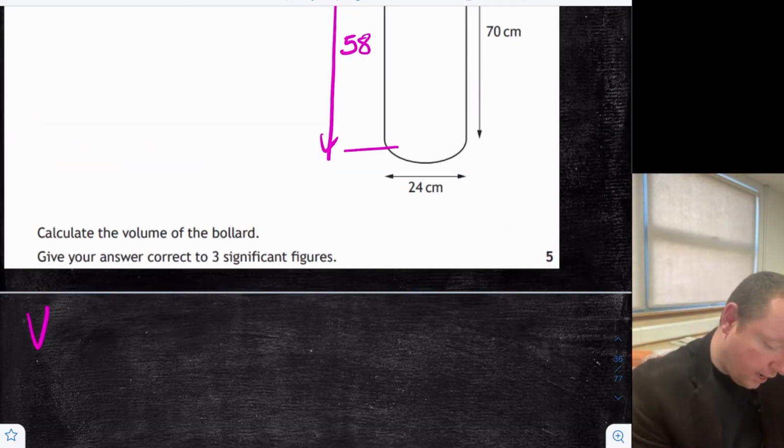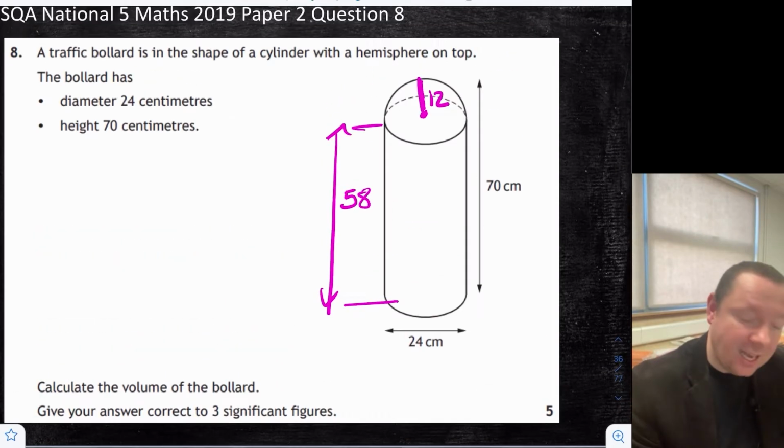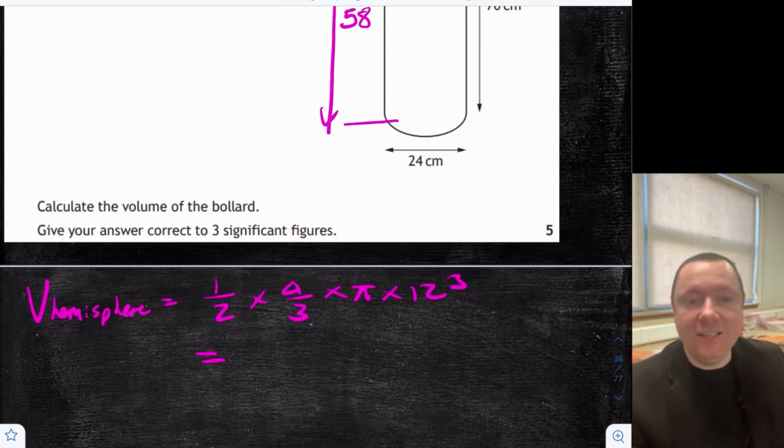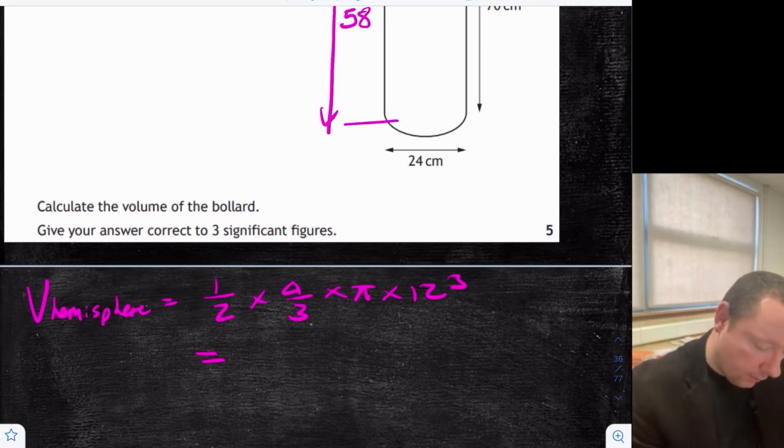The volume of our hemisphere. Just remember, hemisphere is half a sphere. So it's a half times 4/3 times pi times 12 cubed. Put all that into a calculator and you get 3619.1 centimeters cubed.